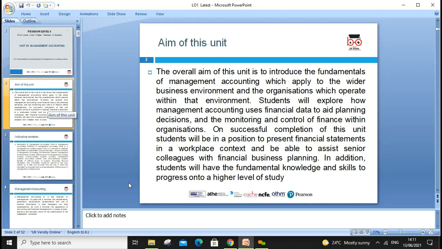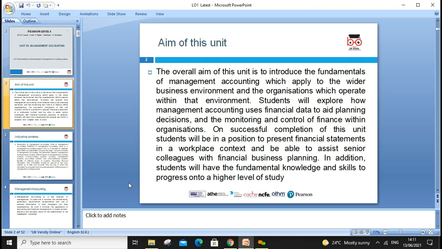So before starting our unit, first we'll discuss what the aim of this unit is. The overall aim of this unit is to introduce the fundamentals of management accounting, which apply to the wider business environment and the organizations which operate within the environment. Students will explore how management accounting uses financial data to aid the planning, decision, and monitoring and control of finance within organizations.